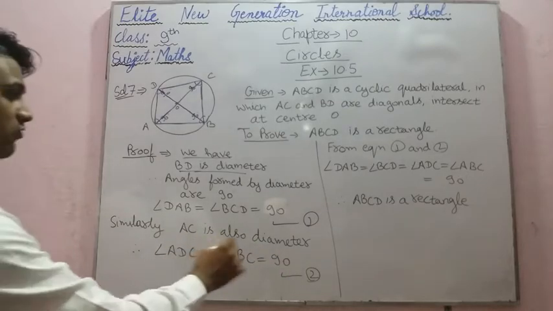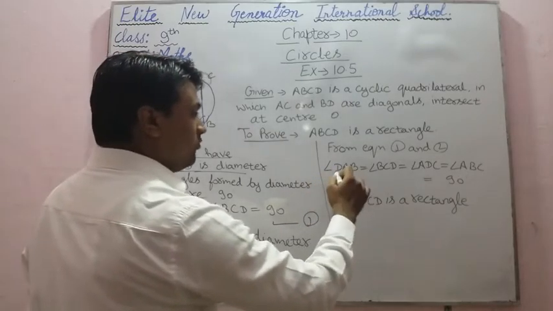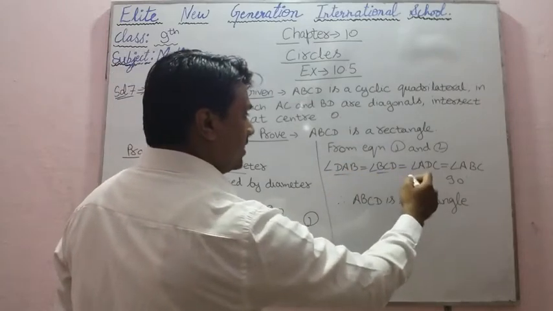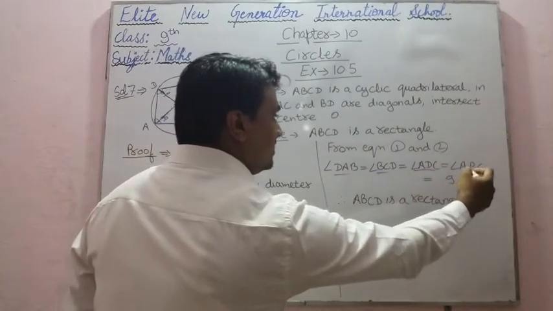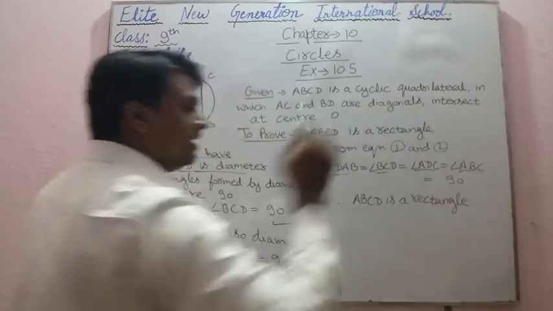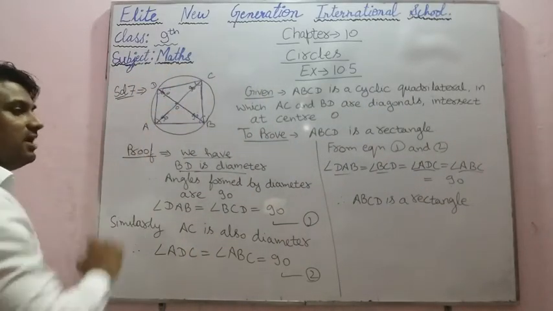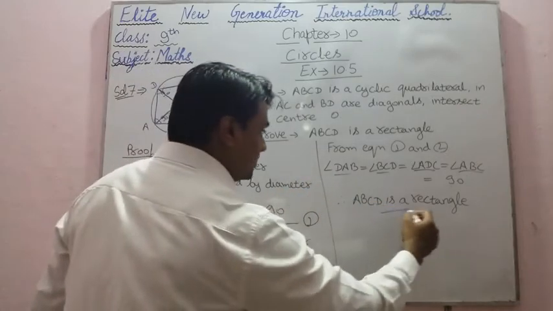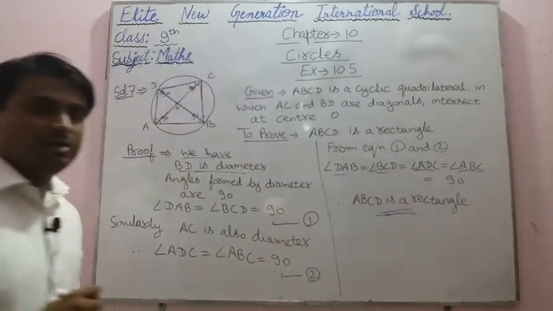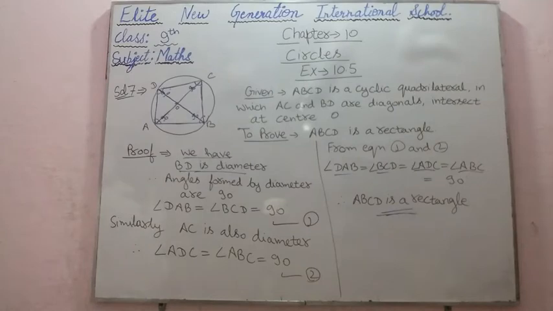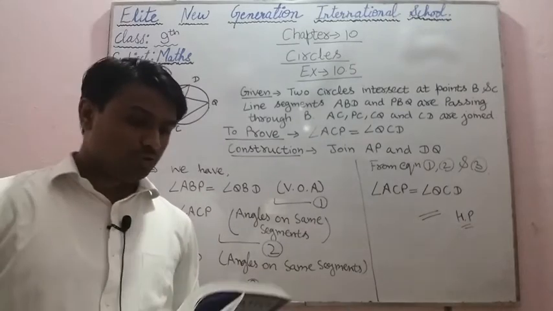So from equations 1 and 2, we can say that angle DAB equals angle BCD equals angle ADC equals angle ABC equals 90 degrees. So if all these four angles are 90 degrees, ABCD is a rectangle. In this way we can prove that ABCD is a rectangle. Now after this, see the next question, question number 9.